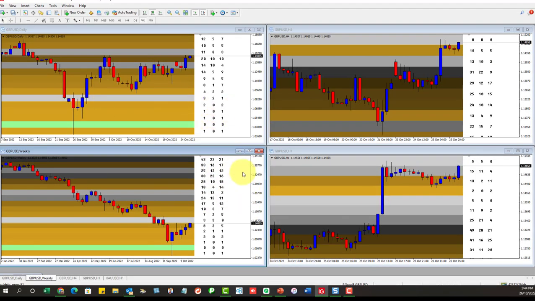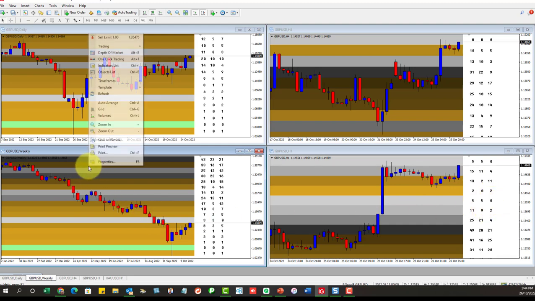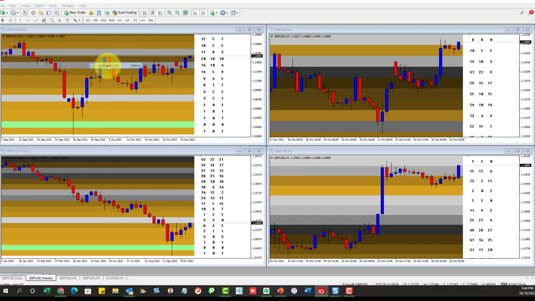Okay, so here are the charts that you've just seen. This is live. You'll see the prices changing all the time. And what I wanted to show you is the settings for these particular indicators, and we'll just bring them up on the chart.